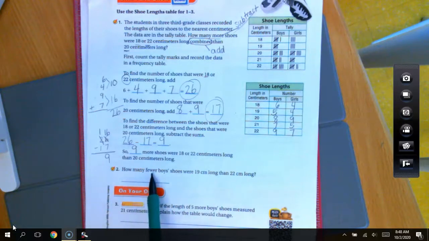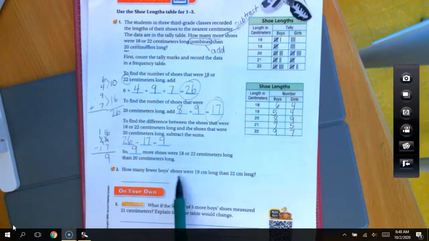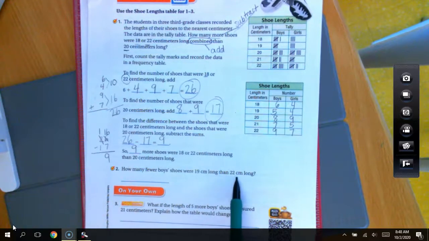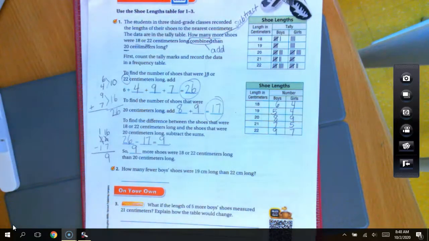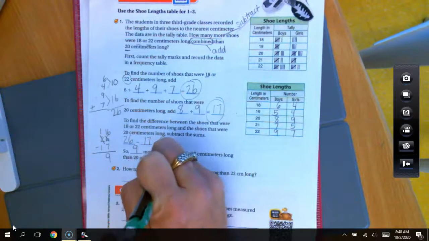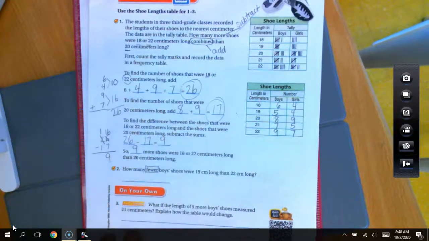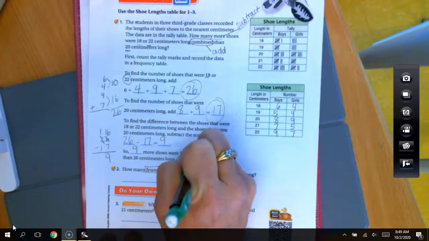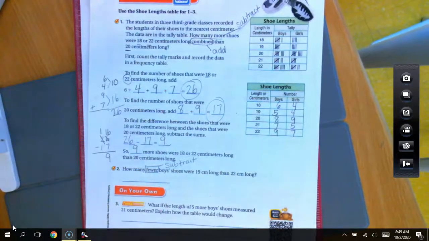It says, how many fewer boys' shoes were 19 centimeters long than 22 centimeters long? Now, it's asking for how many fewer. Fewer tells me I need to subtract. Boys and girls, if you can figure out these clue words in story problems, it will be a lot easier to solve. So when you see the word fewer, you know that you need to subtract.